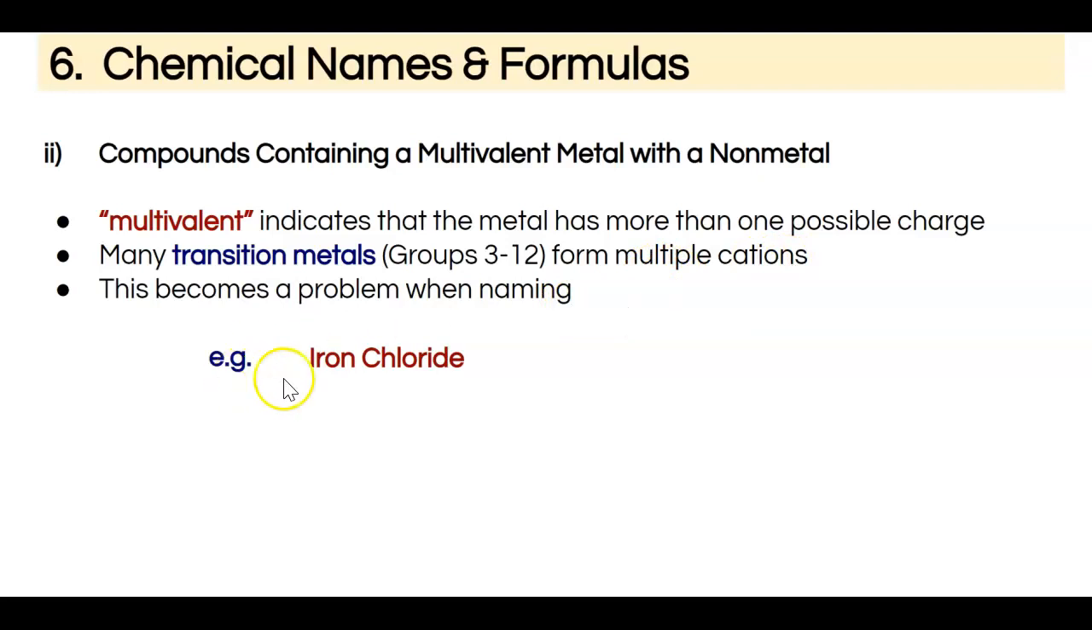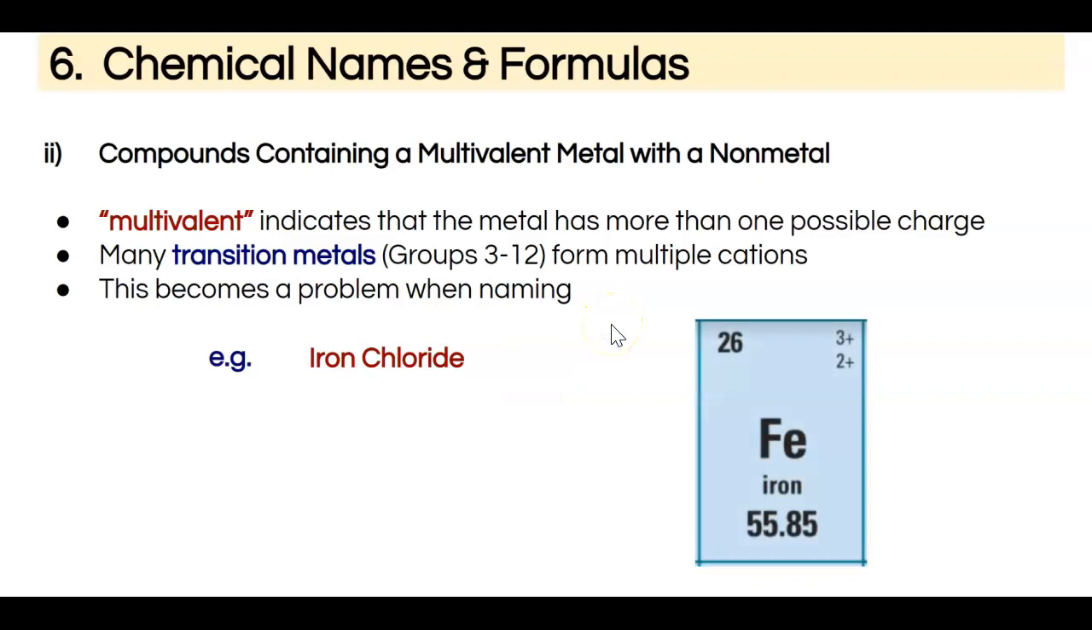So for example, if I said to you, get me the formula for iron chloride. Well, for me as a chemist, I would be asking you some more questions, and let me explain why. When I look at iron on the periodic table, I can see very clearly that iron is multivalent. Iron forms ions with a +2 charge and a +3 charge. But how do I know as the reader whether the iron in this compound is the iron with a +3 or a +2 charge? In other words, am I talking about FeCl2 or am I talking about FeCl3? Which one?